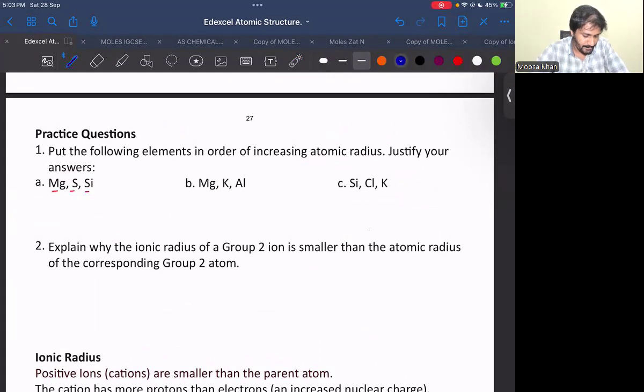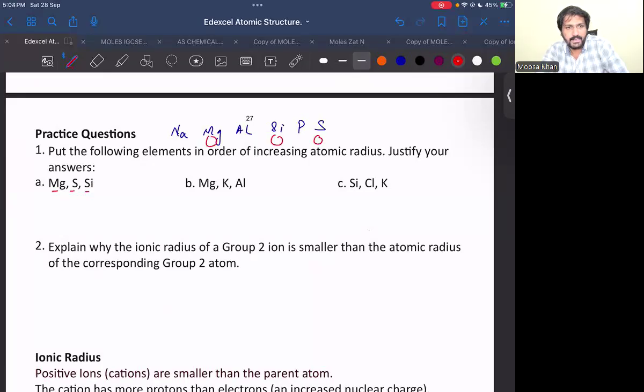Magnesium. Why? Because magnesium is from period 3. Sulfur is also from period 3. Silicon is also from period 3. And we have already established that across the period atomic size decreases. So the rightmost element in period 3 must have the smallest atomic size, and the leftmost must have the largest atomic size. If we see period 3, we have sodium, magnesium, aluminum, silicon, phosphorus, and sulfur. Sulfur's size should be the smallest as compared to silicon and magnesium.